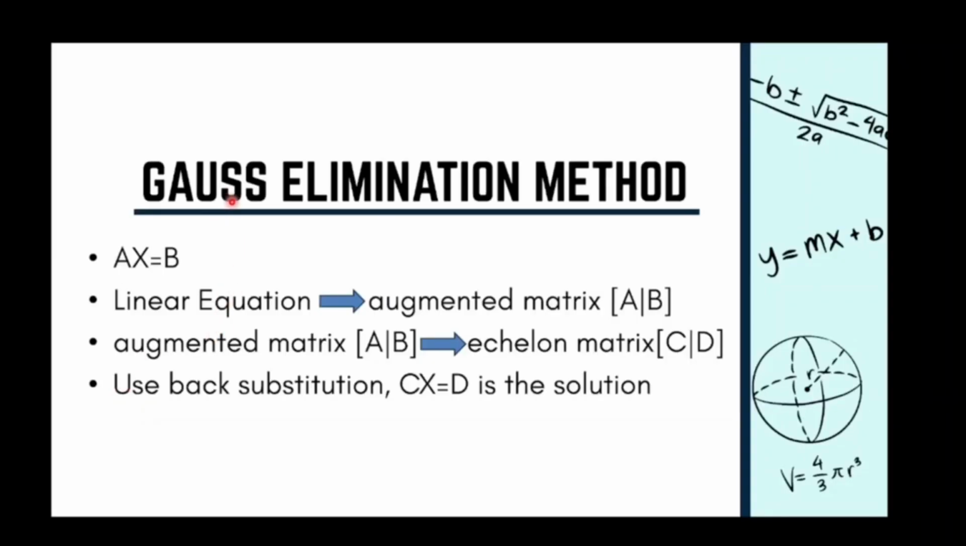Now I'm going to talk about the Gauss elimination method, which is the first method we are going to look at. For the Gauss elimination method, first we need to make sure that we change the linear equation to AX equal to B, and the linear equation changes to an augmented matrix, which is A, the straight line, and B. From the augmented matrix, we change to echelon matrix. After that, we use back substitution, Cx equal to D, substitute back the x, and we can get the solution.